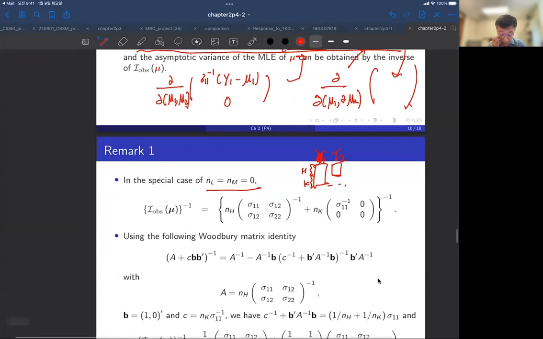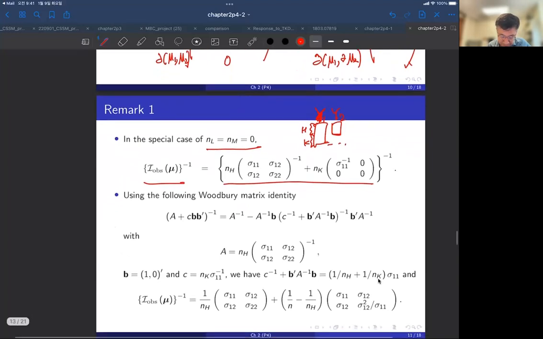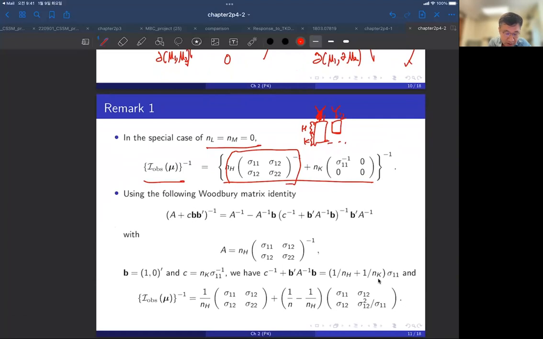And then we are interested in evaluating the variance of the MLE, which is the inverse matrix of the observed information. So then you get this. And how to compute the inverse of this kind of matrix, where we can use some sort of, so you have, this is A, right? And then, so this is A.